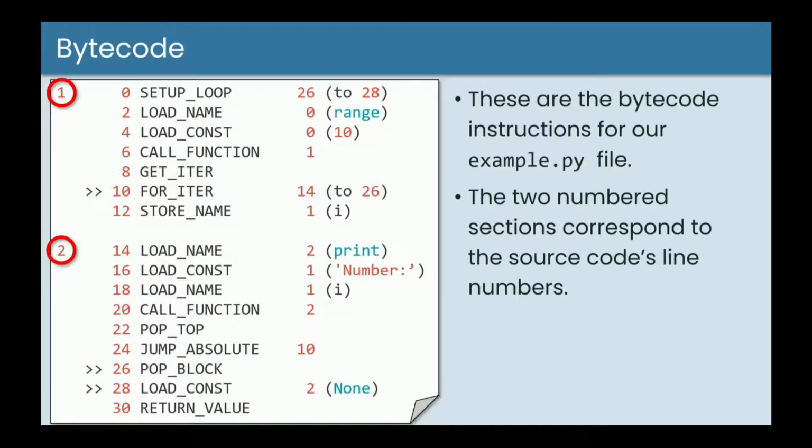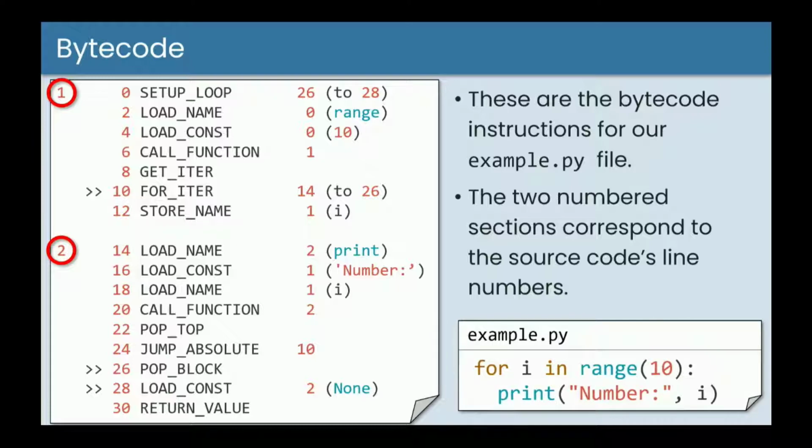There it is. So you can see it's broken down into two main sections here. There's a top section, which is our first line, and the bottom one is our second line. They're both numbered to correspond with the source code. There's the source code from earlier, so you can see how they compare.